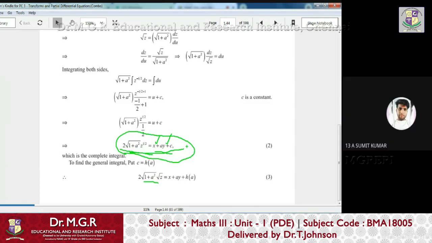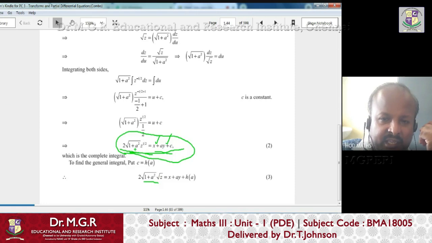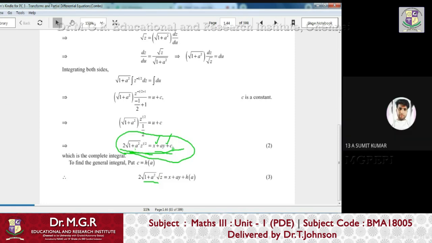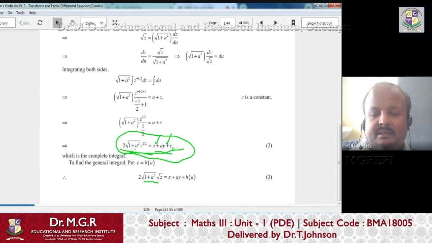Sir, 2. What are the 2 arbitrary constants? A and C, right? Yes, sir. 2 arbitrary constants. Then, yes.